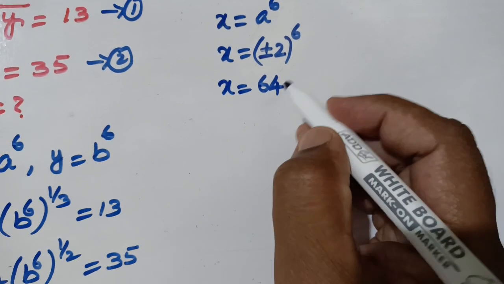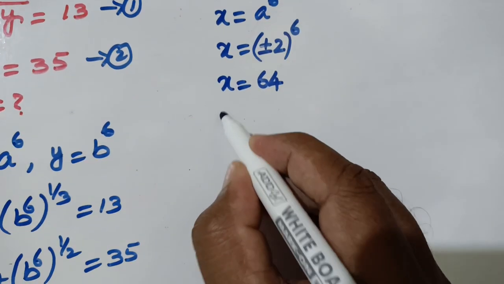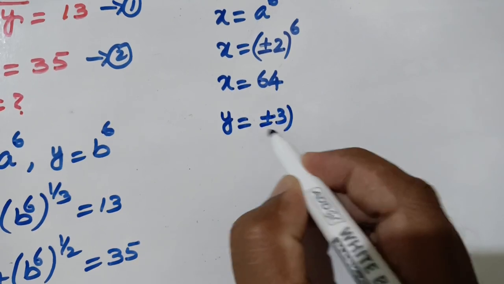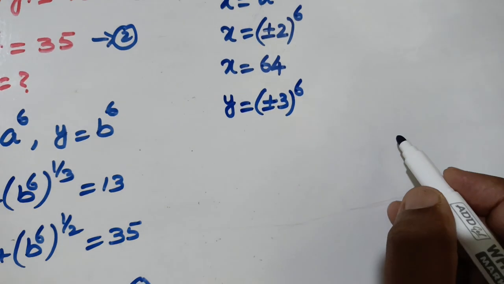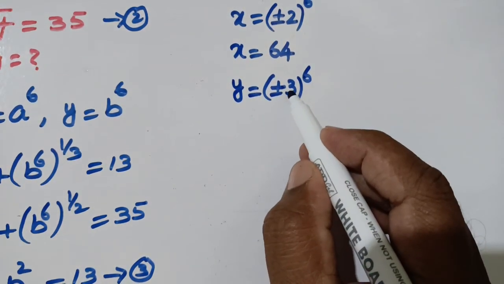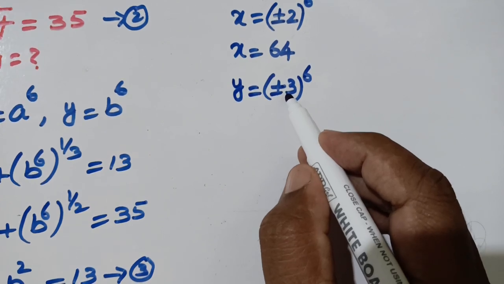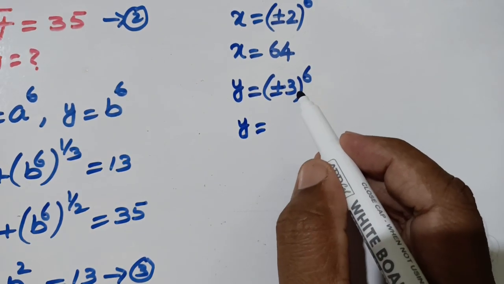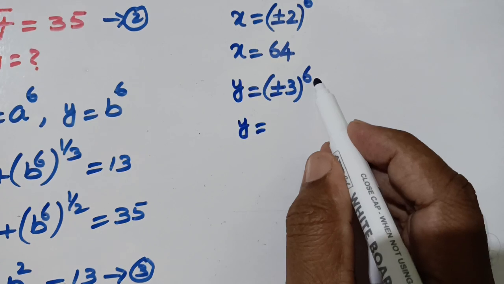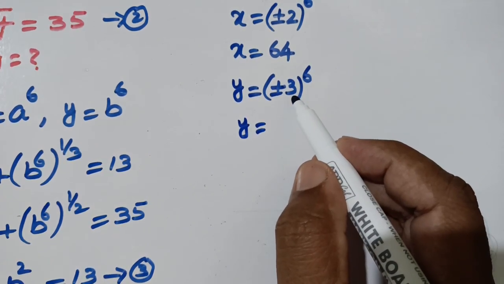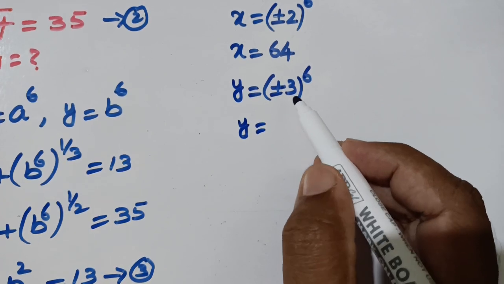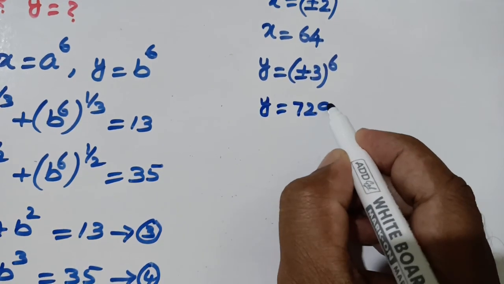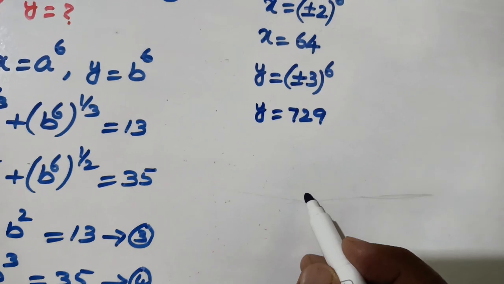x is 64. When a is plus or minus 2, then b is plus or minus 3. So taking plus or minus 3 and raising whole to the power of 6. As power 6 is taken, whether it is plus 3 or minus 3, it won't make any difference. I get a positive value for y, that is plus or minus 3 whole to the power of 6. I know 3 cube is 27. Of course, 27 square is also known to me, that is 729. So x is 64, y is 729.